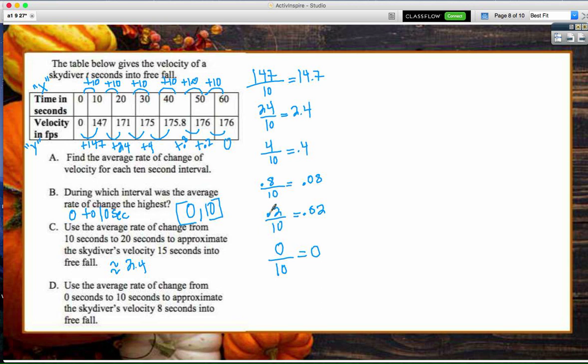And the last part, part D, use the average rate of change from 0 to 10 seconds to approximate the velocity 8 seconds into the free fall. So when we did from 0 to 10 seconds, what was our rate of change? So approximately. Yep, because if it's like this, it's exactly equal. If it's like this, it's approximately. Kind of squiggly equal signs, basically. I'm sure there's a term for it.